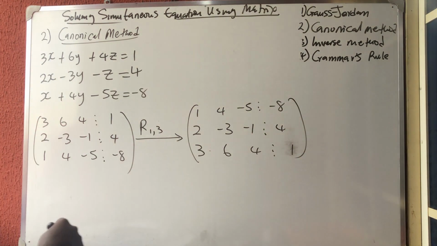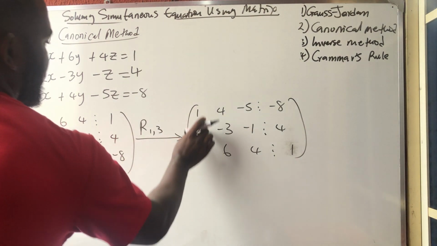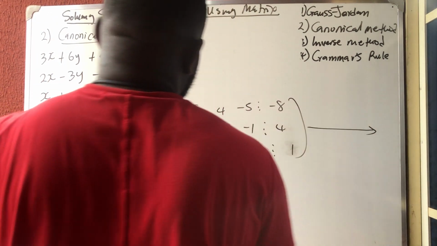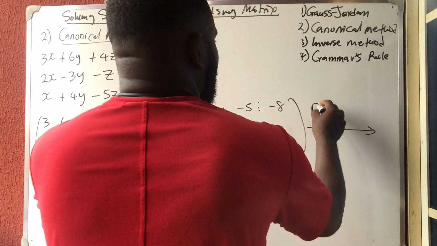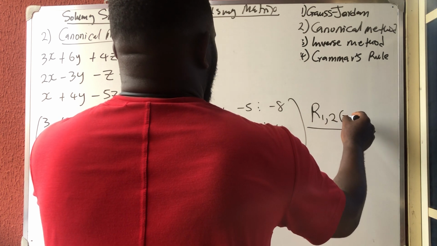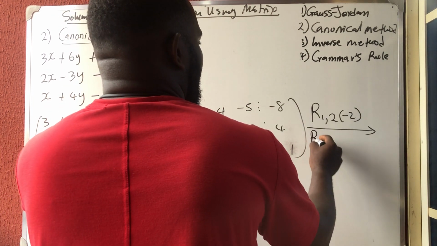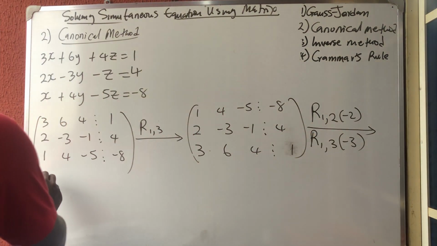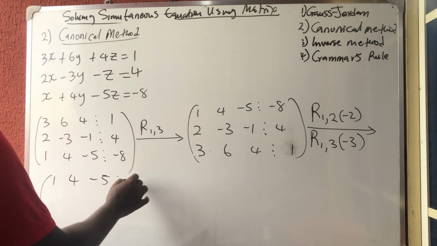Okay, now I'm interested in getting all the ones in the column below the leading entry to be 0. So let's get everything here to be 0. How do we do that? For this one to be 0, multiply this by minus 2 and add it here. So row 1, we are adding it to row 2, but first of all, we'll multiply it by minus 2. The same thing here. Row 1 will add to row 3, but we'll multiply by minus 3. Okay, so let us get that. Row 1 remains the same way it is. 1 4 minus 5 dot dot dot minus 8.